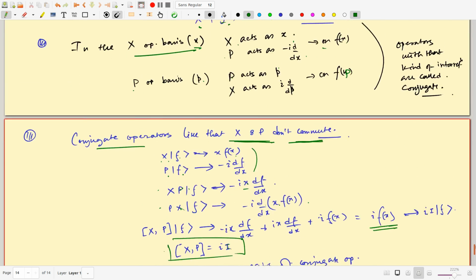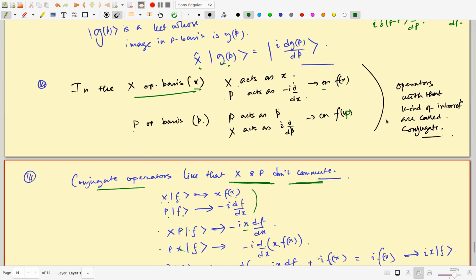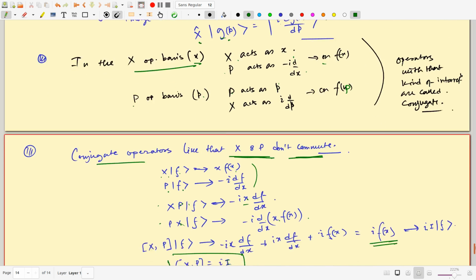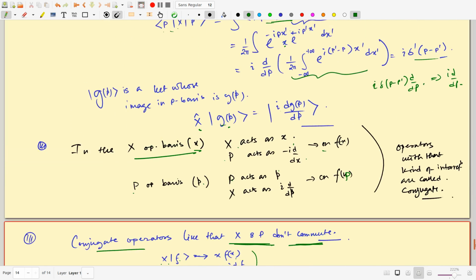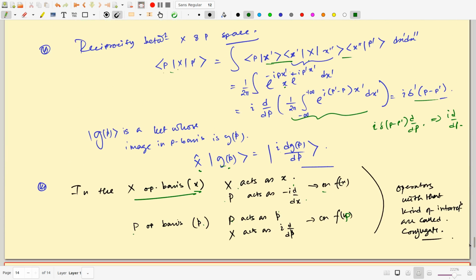Any pair of operators with this kind of conjugate relation must satisfy some kind of commutation relation. That is what I wanted to show here, and this is true for any pair of operators like that. There are many other pairs like that, as you will see, but here we are showing it for position and momentum, and that is the whole bottom line of this program.